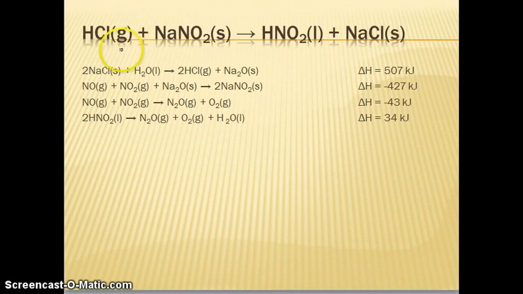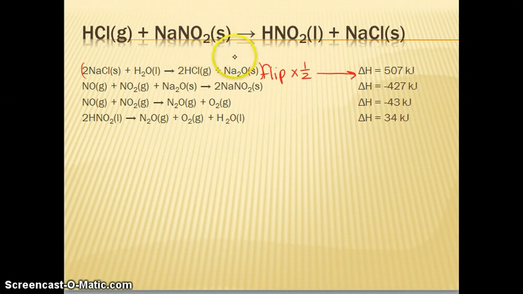I need HCl gas on the left. So I look at my half reactions and I find HCl. It's in my first step reaction right here. I've got 2 in my step reaction and I only want 1. So not only do I need to flip this, but I'm also going to need to multiply it by 1/2. Remembering that when we do that, we also must do it to our delta H.